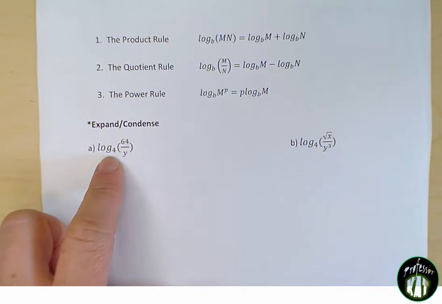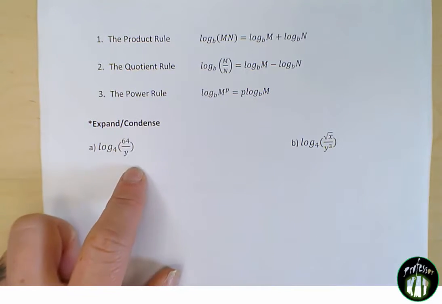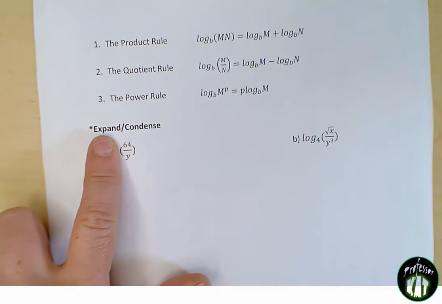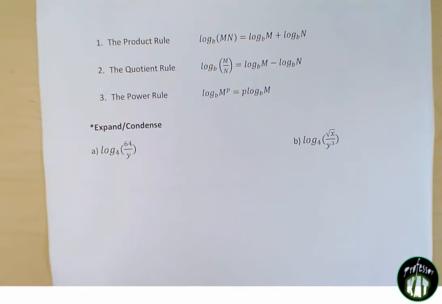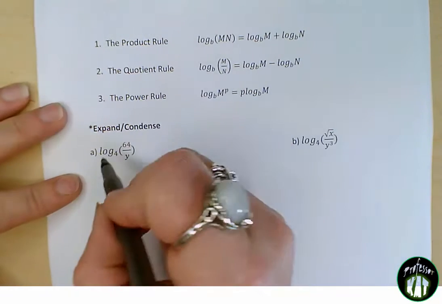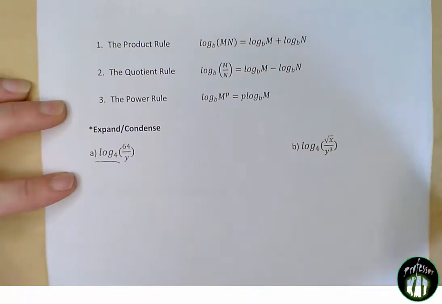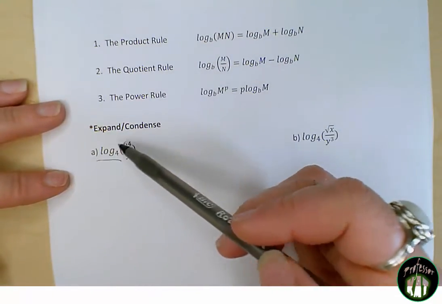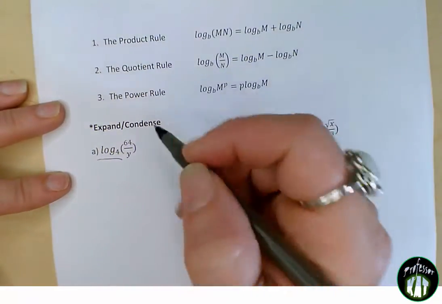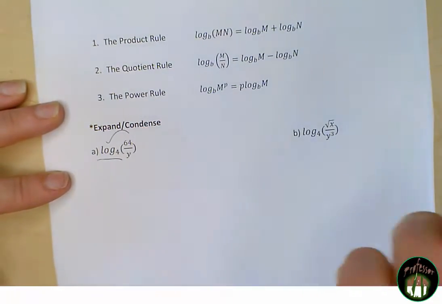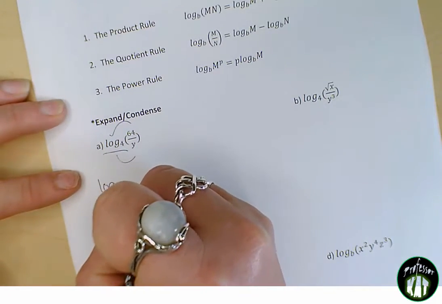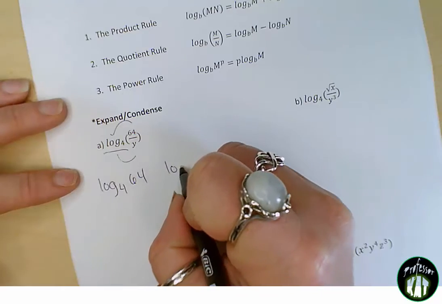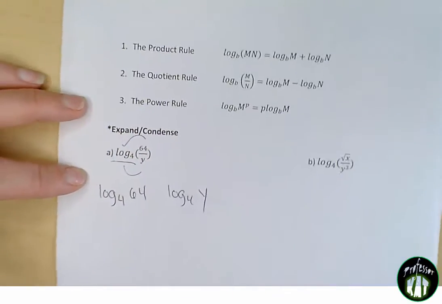So for example, we have log base 4 of 64 over y. To the right side of the log is what we're focusing on here. I have a 64 and I have a y, so I have two different things. One of the first ways I say to expand out a log is to take this log base 4 and think of it as distributing a log base 4 to everything on the inside of the parentheses. So we have a log base 4 of 64 and then a log base 4 of y. I'm going to write that down: log base 4 of 64, and then I also have a log base 4 of y.